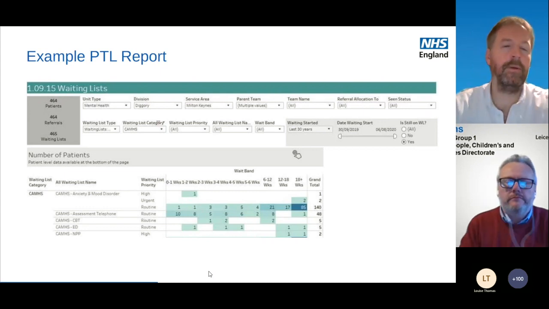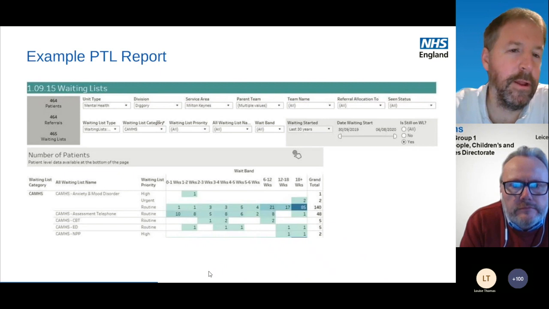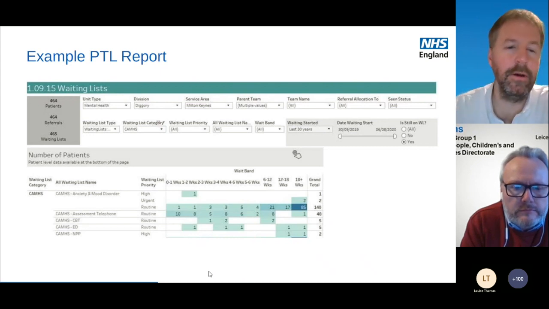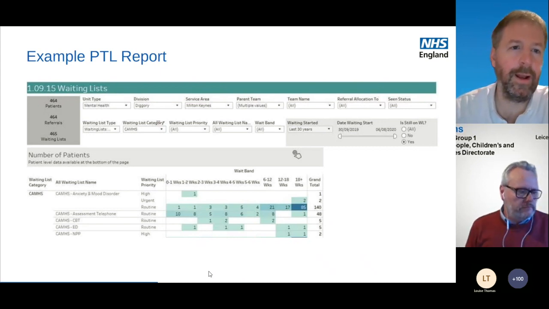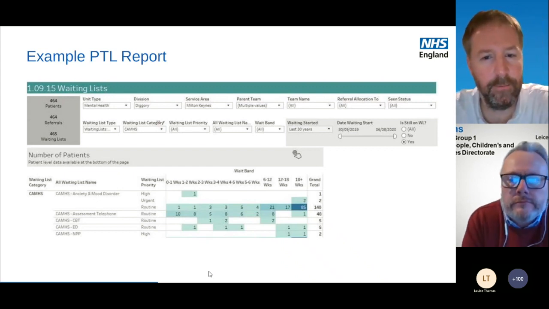And the beauty of any decent PTL report is when you've got that grid with the numbers, you can click on the number, and that gives you the list of patients, tells you who they are, what they're waiting for, which clinician they're under, which team they're under, etc. So that you can put all the information at your fingertips to try and say, right, what can we do about this group of people? And that's the key to effective PTL management, getting quickly to the nub of the problem and having enough information to be able to take immediate action.